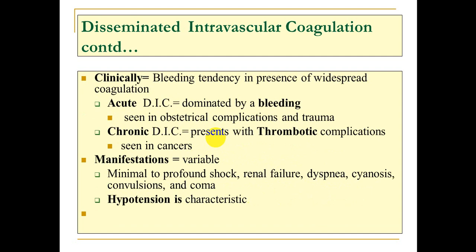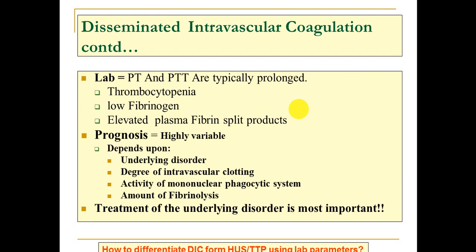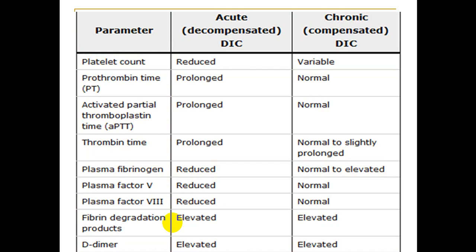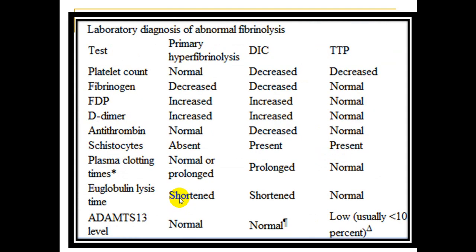We have acute and chronic DIC. Acute DIC is dominated by bleeding. Chronic DIC is dominated by thrombosis. Lab tests: both PT and PTT elevated, thrombocytopenia, low fibrinogen, and elevated fibrinogen degradation products or fibrin split products. Prognosis is variable depending on the underlying pathology, degree of clotting, activity of the mononuclear phagocytic system, and amount of fibrinolysis. And treatment: usually treat the underlying pathology.